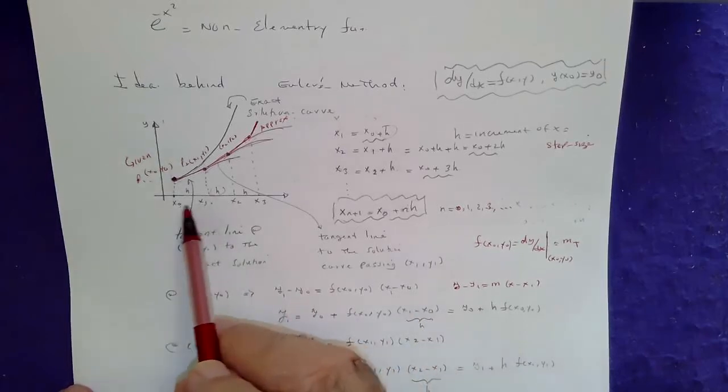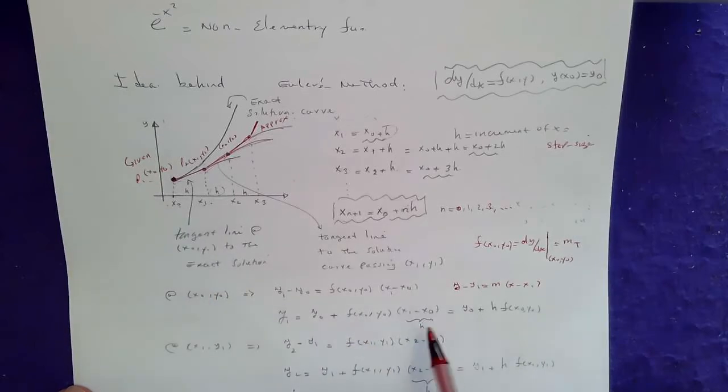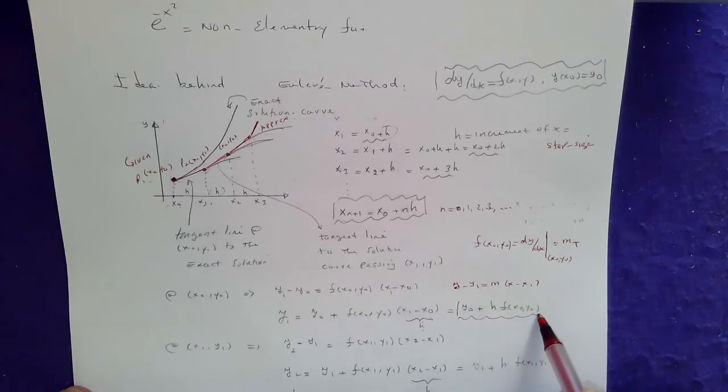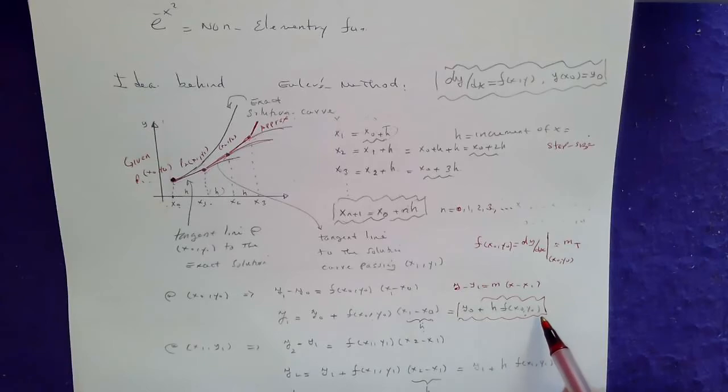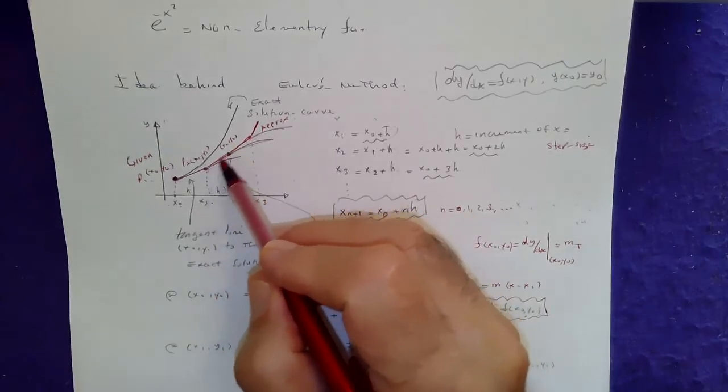That's the difference between these two values of x. That's the increment of the x. So this is h. So eventually I come up with y1 is equal to y0 plus h times the slope, which is f of x0, y0. Now I'm going to find the equation of this line.